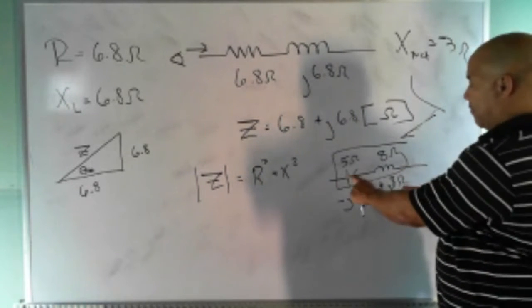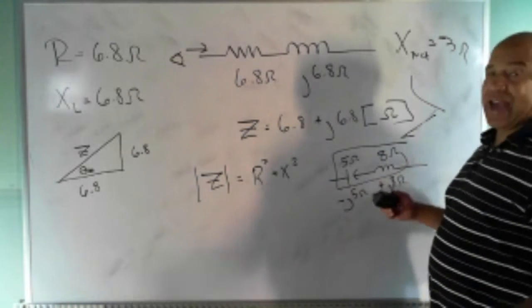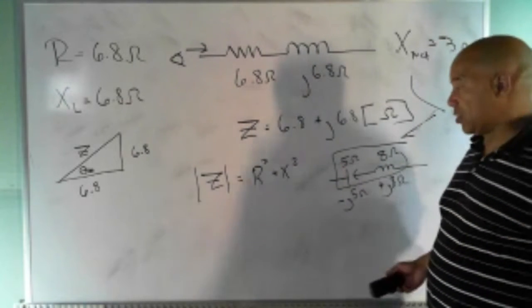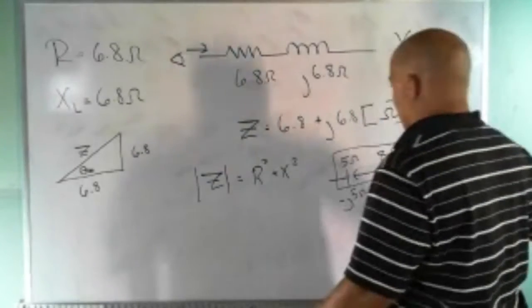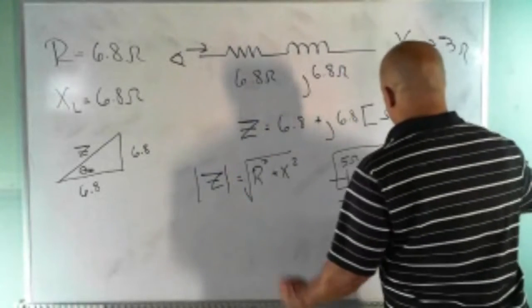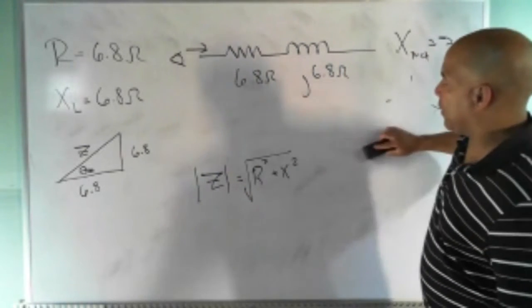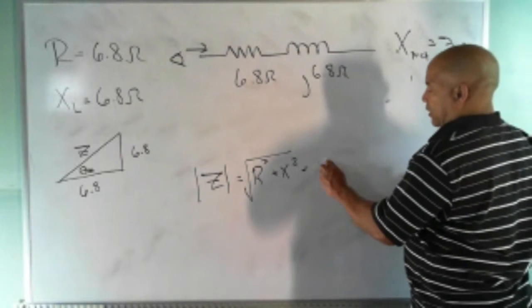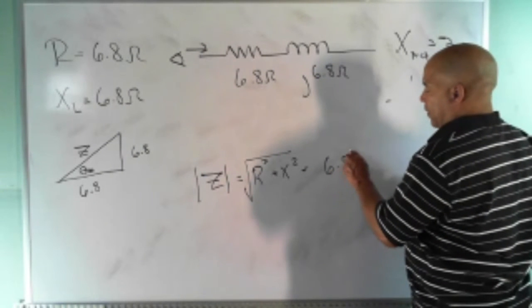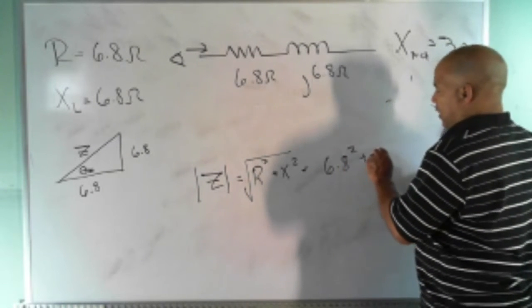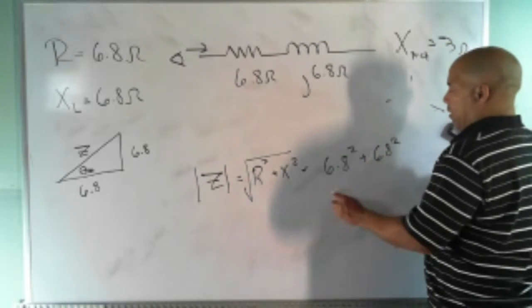If I have capacitive and inductive reactance in the same line, some of it is going to cancel out. So if I put that into the formula, and then I take the square root of it, I get the square root of 6.8 squared plus 6.8 squared.